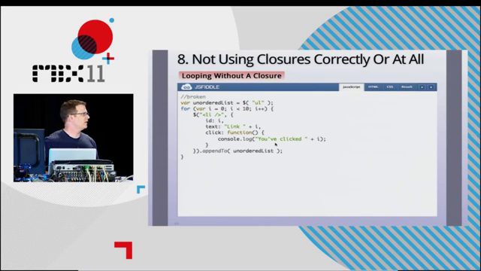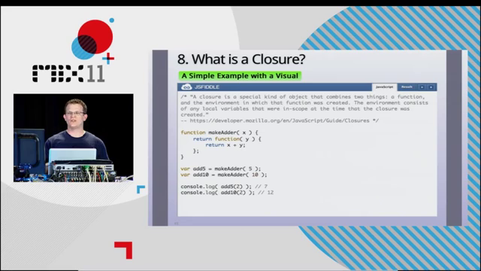it's not remembering. It's basically only remembering the value that it ended on, which was 10. So what you want is for it to remember the value at which you created the click handler. And so this is where a closure comes in. So let's do a quick explanation. Yet again, you still might not understand it, but we'll quickly look at it.